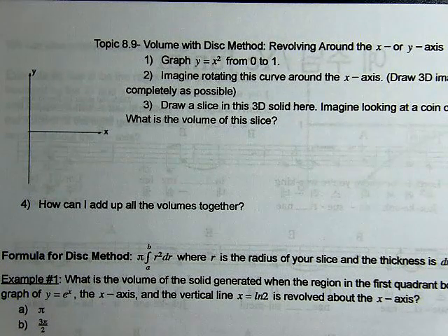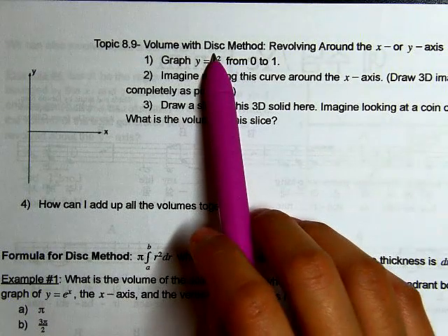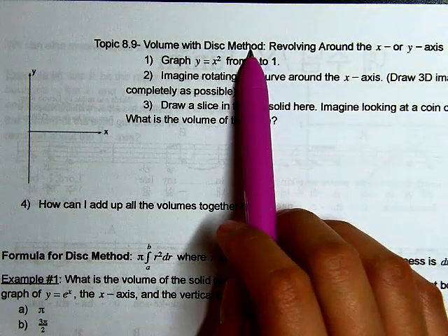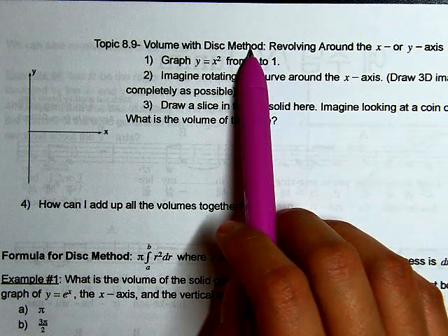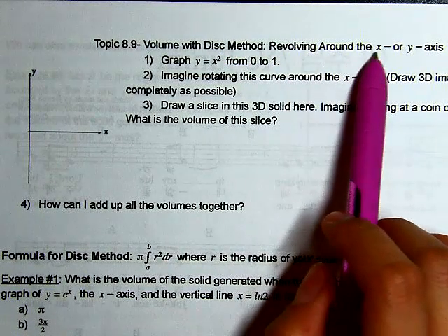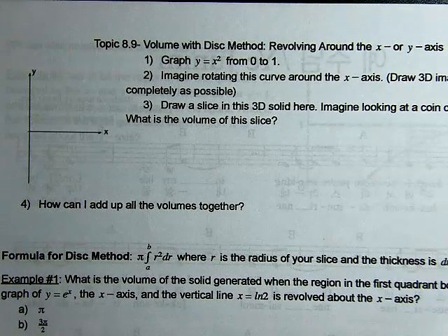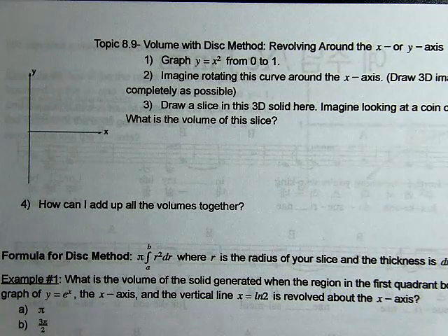This is now topic 8.9, volume with something called the disk method. So we have moved on from cross sections to the disk method. We are going to be revolving curves around either the x-axis or the y-axis in this topic. I'm really excited about this topic. I personally love these 3D rotations. I think they're really cool, so I hope you all enjoy it too.